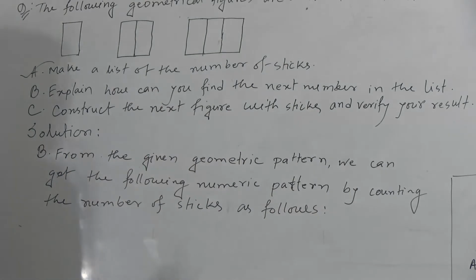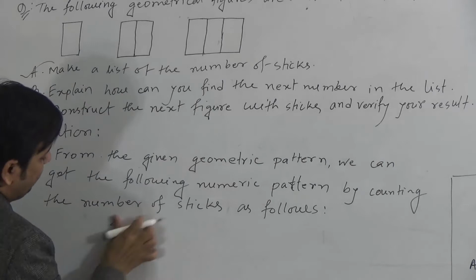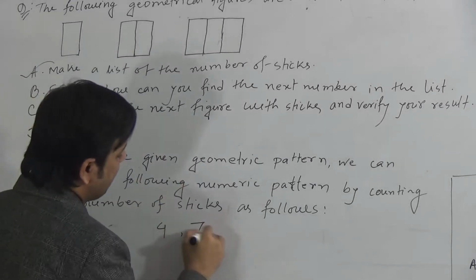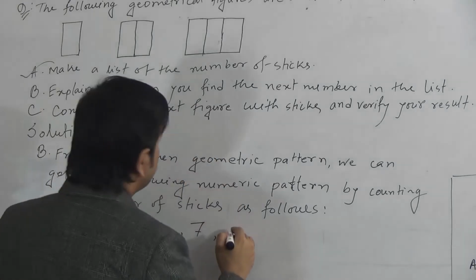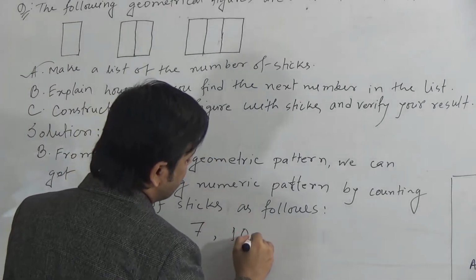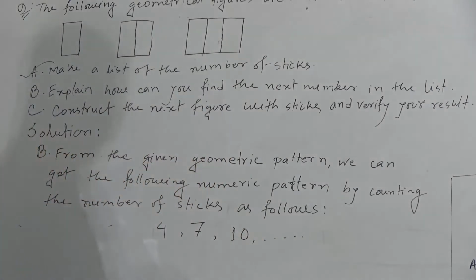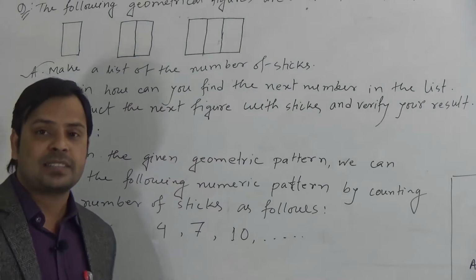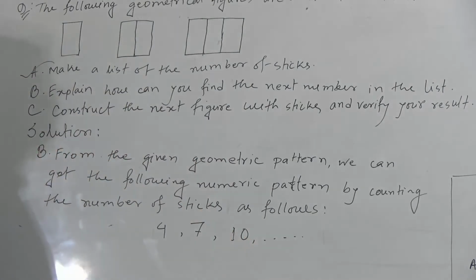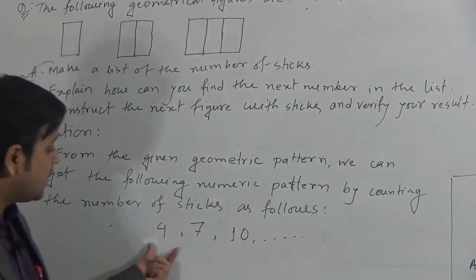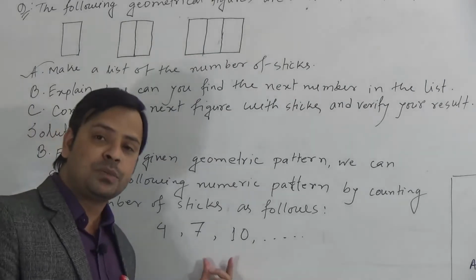So the required numeric pattern will be, in the first figure we will get 4 sticks. In the second figure we will get 7 sticks, and in the third figure we will get 10 sticks. So this is our required numeric pattern. This pattern we can determine from the given geometric pattern. Now we can determine the difference between two consecutive numbers or consecutive terms of the pattern.